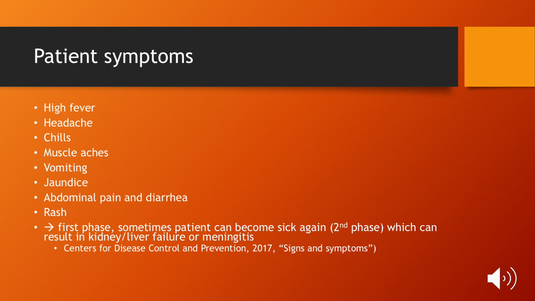A patient can either show symptoms or be asymptomatic. If the patient shows symptoms, those would include high fever, headache, chills, muscle aches, vomiting, jaundice, abdominal pain and diarrhea, and rash. It can take between 2 days and 4 weeks after contamination before the patient shows signs and symptoms, and then those can last a few days to 3 weeks, and sometimes even longer. If it's untreated, it can take several months to recover. Those symptoms are considered to be the first phase.